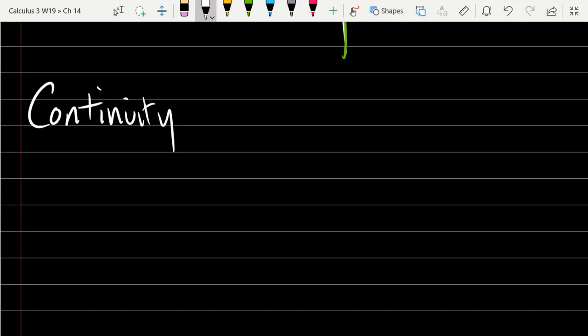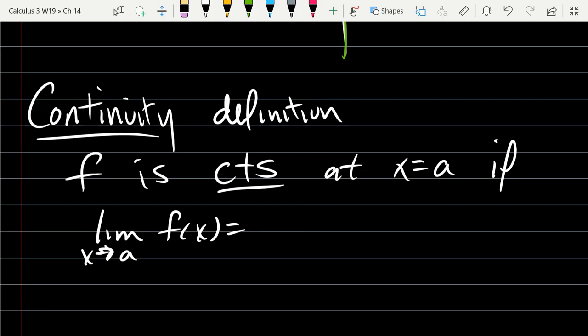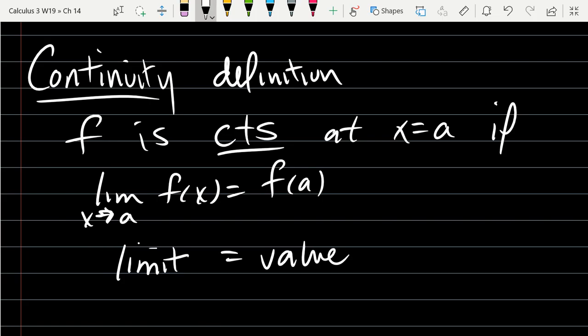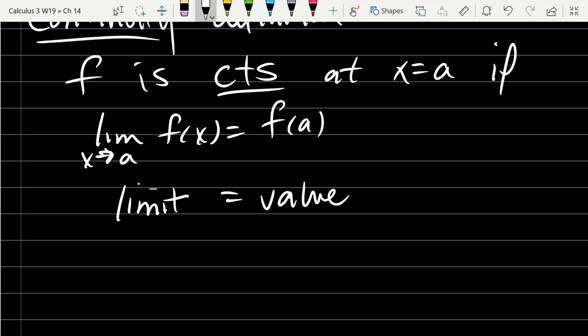So today we're going to look at continuity, and let's start out with the definition. Continuity is hard to spell, and so is continuous, so I'll just use CTS. So f is continuous at x equals a if the limit as x approaches a of f of x equals f of a.